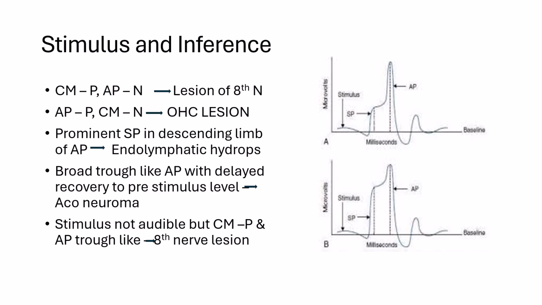Now, action potential may be present but cochlear microphonics is absent. This means that the cochlea is not functioning at its level itself. So the nerve is functioning, action potential is present, but cochlear microphonics is absent, which means there is a lesion at the level of outer hair cells.